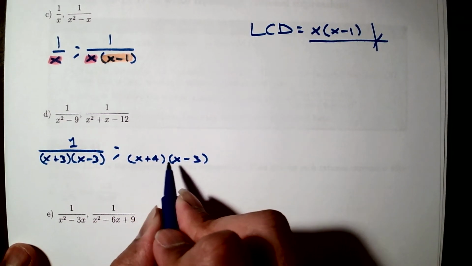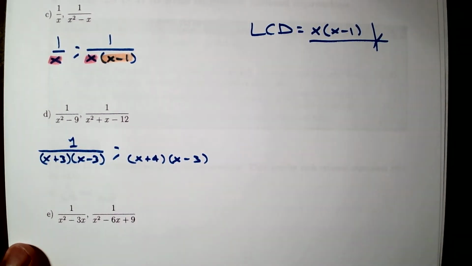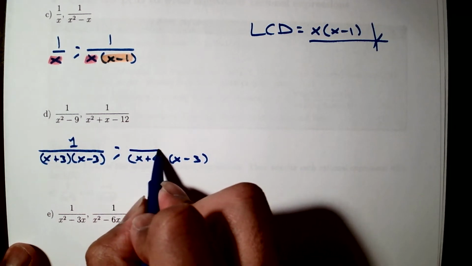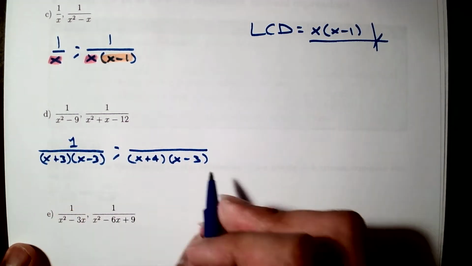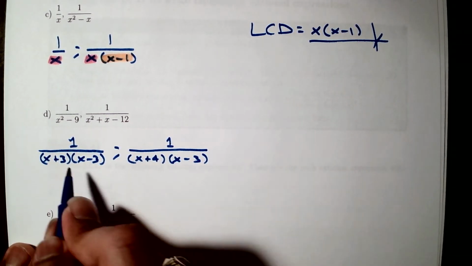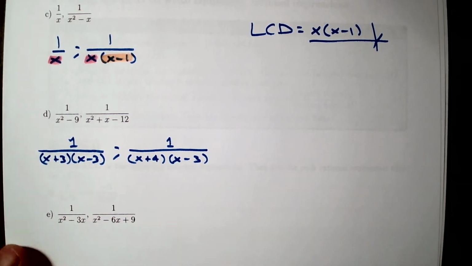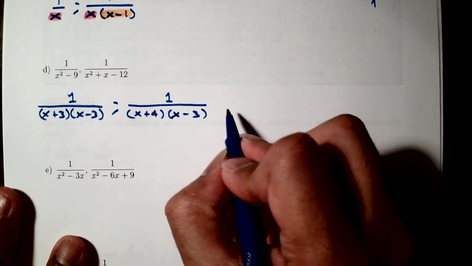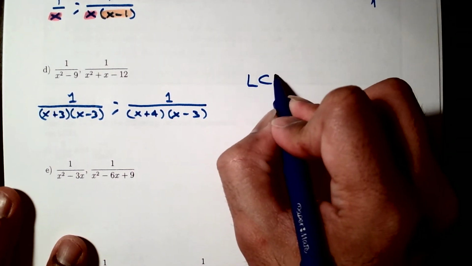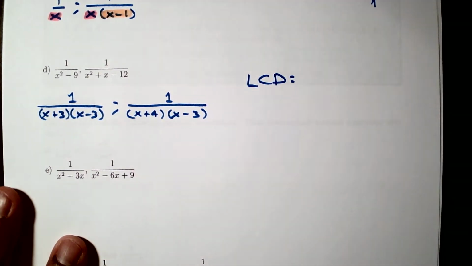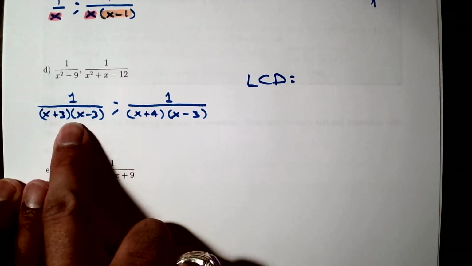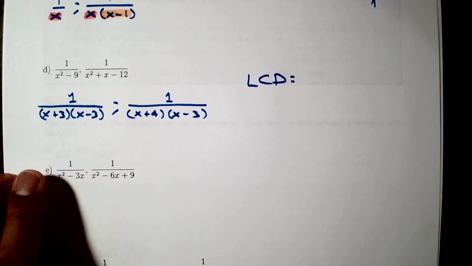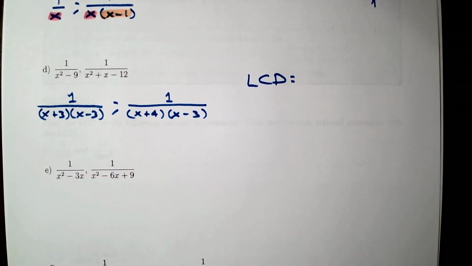And that's because 4 times negative 3 equals negative 12, and 4 minus 3 equals positive 1. Alright, so now that we have the denominators fully factored, this is what we're going to do. Find the LCD. To find the LCD, multiply all the distinct factors that you see and to the highest power of them that you see.